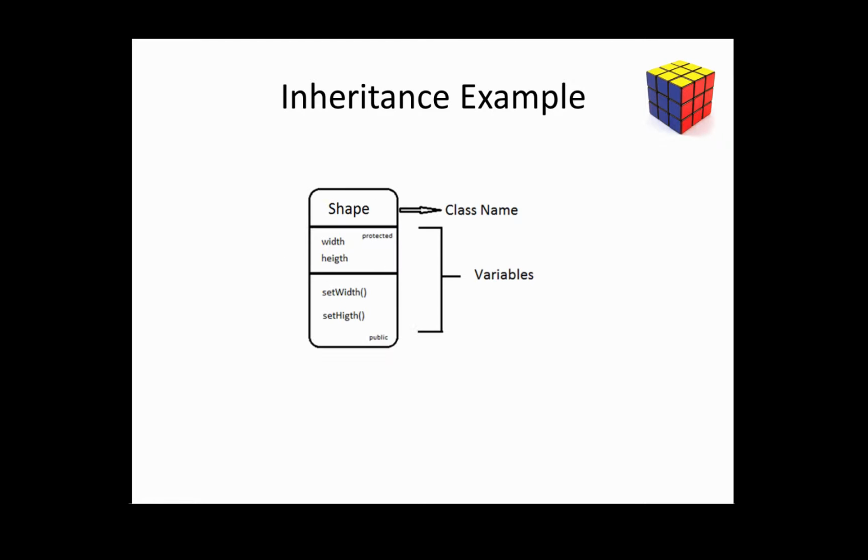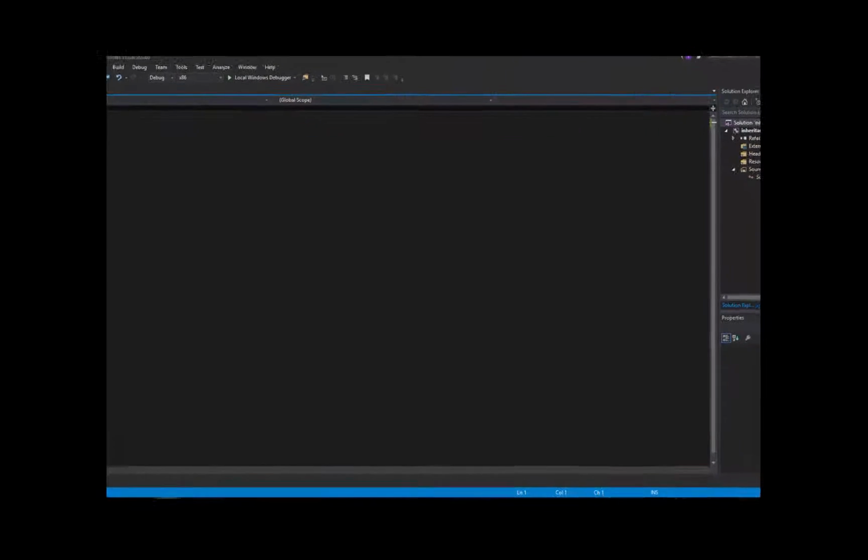Okay, so I already prepared a diagram for this one, for our shape class. We are going to have a class that is named shape, and this shape class is going to have four members in it, which are width and height as protected, and set width and set height functions as public to manipulate their data. Okay, because we are going to define them as protected, even the object which is created from this class is not going to be able to manipulate their data. Okay, so let's write the example.